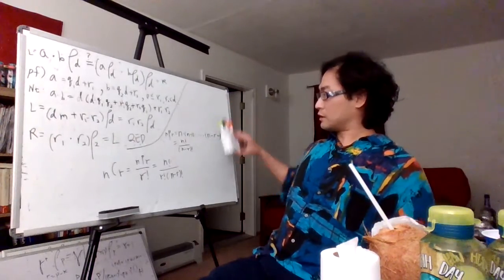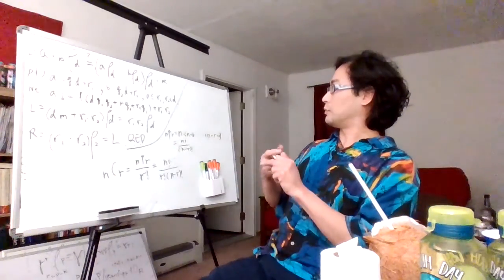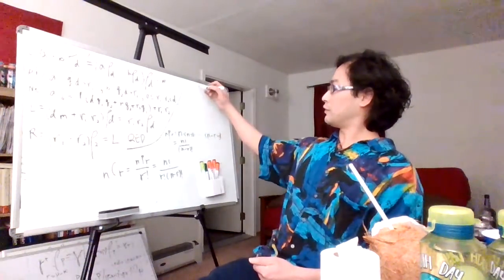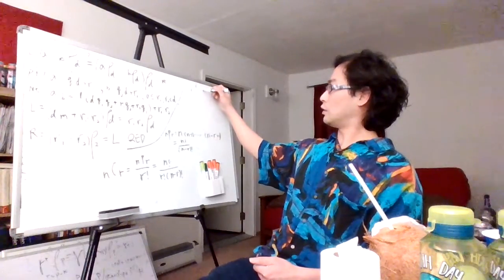Let's construct Pascal's triangle just a little bit. Binomial coefficients: so one, one, one.